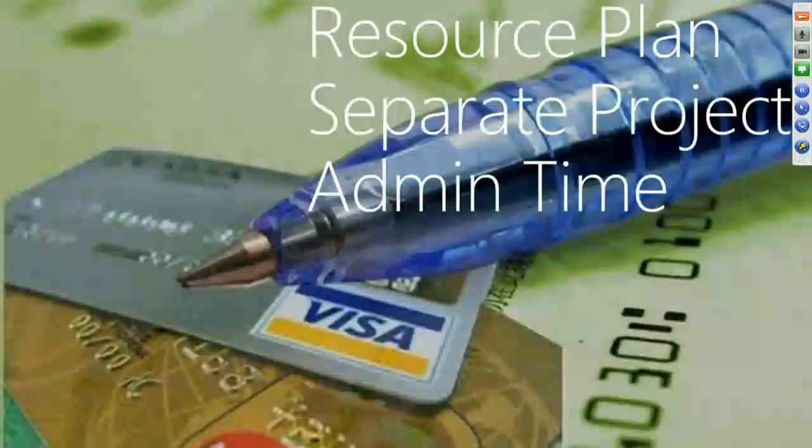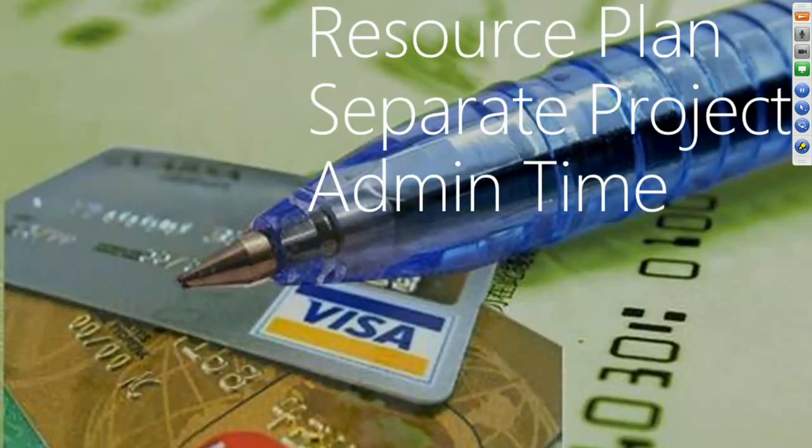Okay, so let's talk about the three approaches. There's the concept of a feature called resource plan. There's the separate project approach, and there's admin time. Those three main approaches actually have one additional value add called max units, which I'll be showing you.